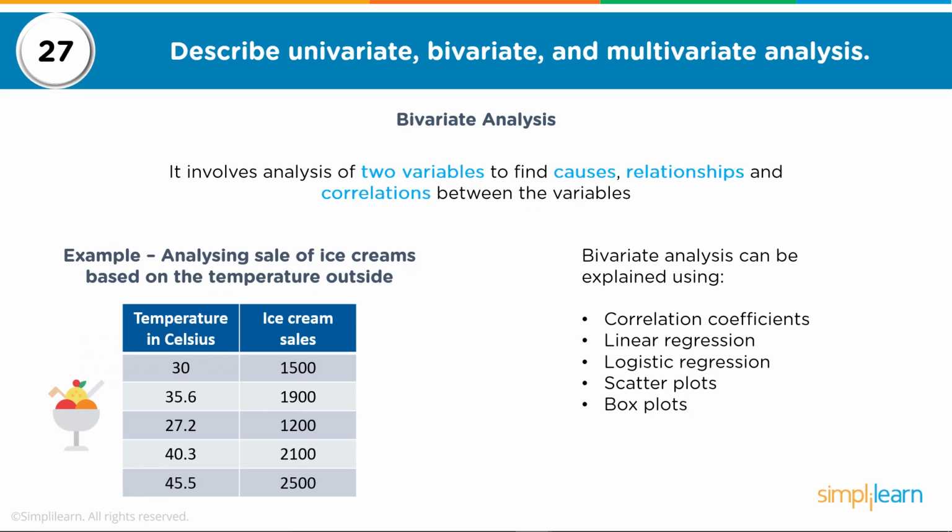Bivariate analysis involves analysis of two variables to find causes, relationships, and correlations between the variables. Example: analyzing sales of ice cream based on the temperature outside. Bivariate analysis can be explained using correlation coefficients, linear regression, logistic regression, scatter plots, and box plots.